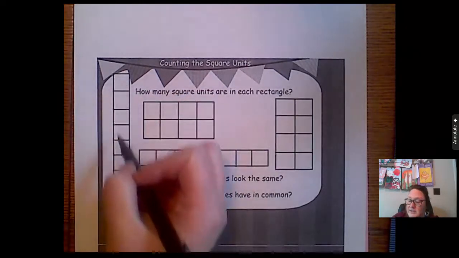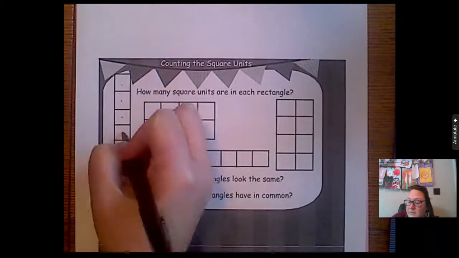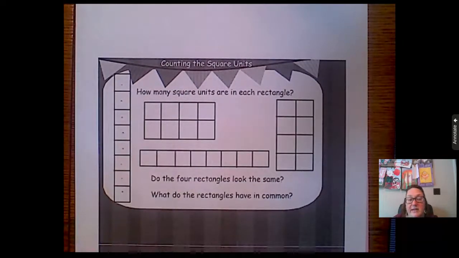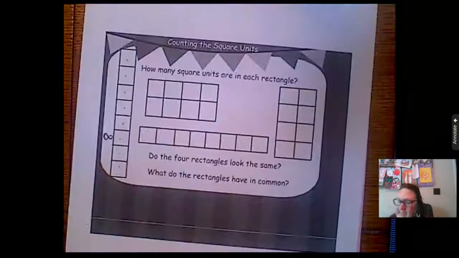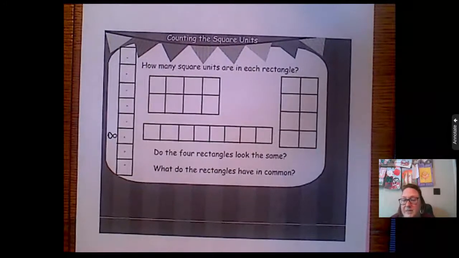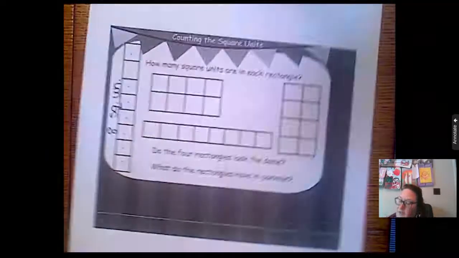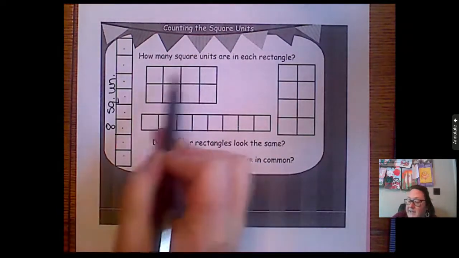Let's do this first, the long, tall, vertical one. So we have 1, 2, 3, 4, 5, 6, 7, 8. So the area of this big, long one is 8. I'm going to write it right on the side here like that. And it doesn't tell us what the unit of measurement is, so I'm going to put 8 square units. Remember, SQ is the abbreviation for square and UN is the abbreviation for units. Okay, so let's look at this rectangle right here.